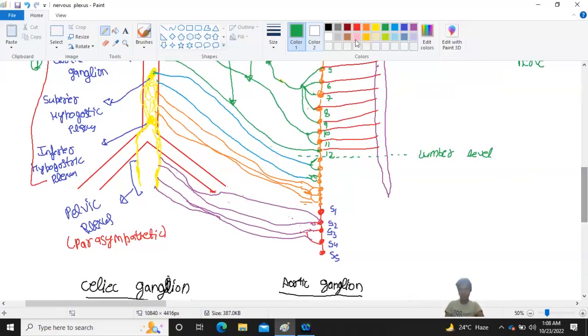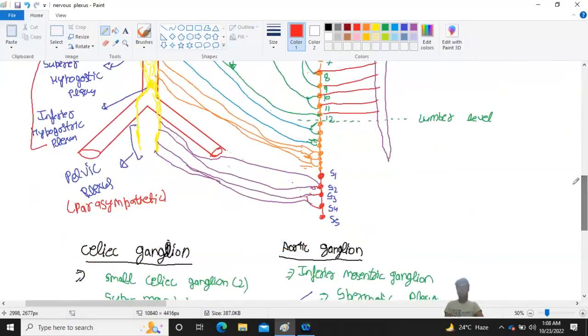Then this is for sympathetic supply. Remember, from above in the body, there is the vagus nerve which contains the parasympathetic supply, but only up to two-thirds of the transverse colon on the right side. After this, the sigmoid colon and rectum all receive parasympathetic supply from the pelvic region nerves, basically the sacral nerves.